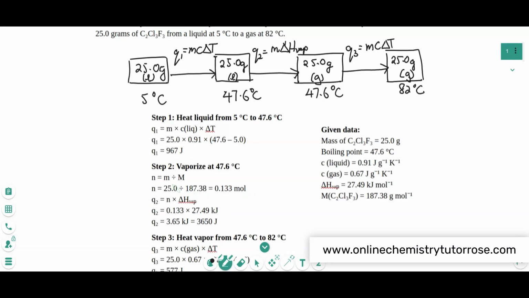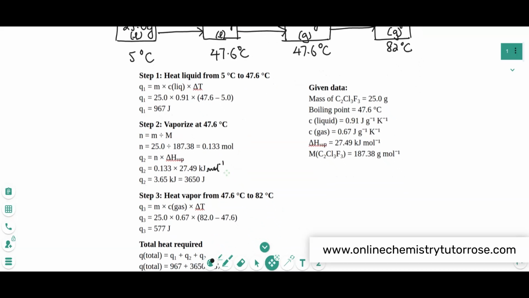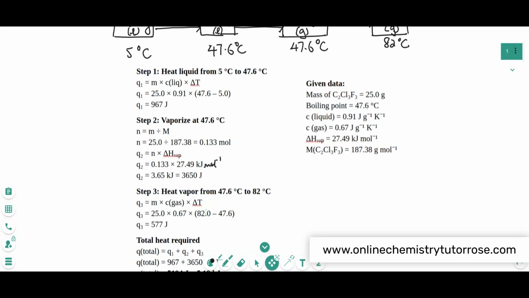In the second step, since I'm given the molar enthalpy of vaporization in kilojoules per mole, I'll need to convert the 25 grams of my chlorofluorocarbon to moles. So 25 divided by the molar mass of C₂Cl₃F₃, if I add up all these masses. So I get these moles, and then Q2 will be moles times enthalpy of vaporization. That's 0.133 moles times kilojoules per mole. And so I get Q2 in kilojoules. I can convert it to joules because I'll need to finally add up all the Qs in the same unit.